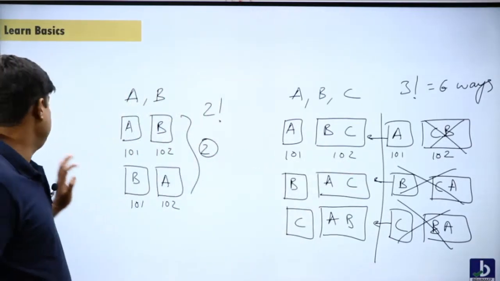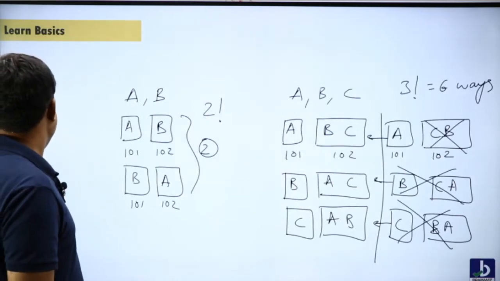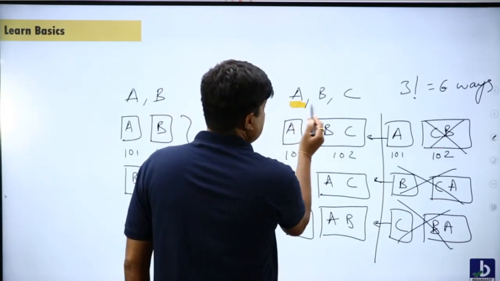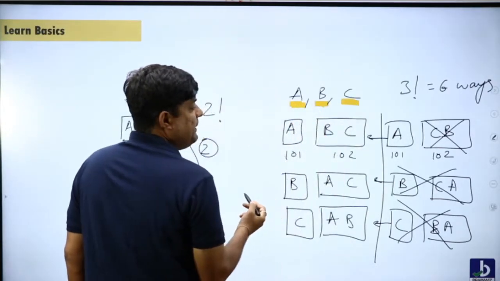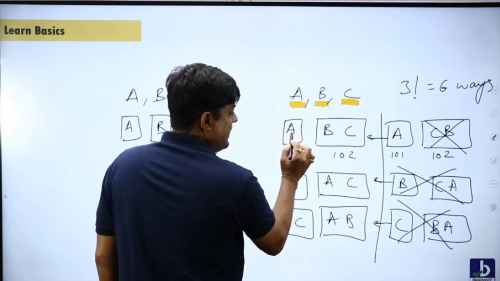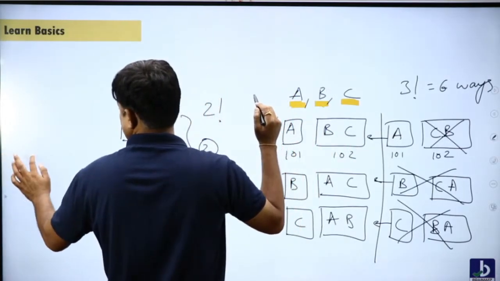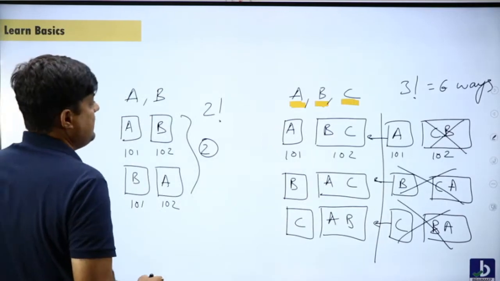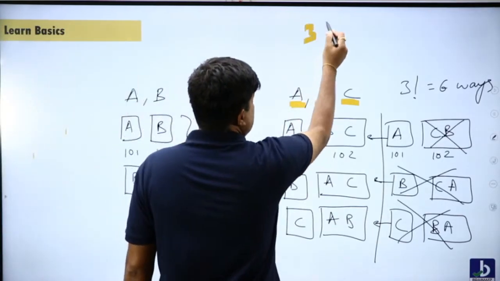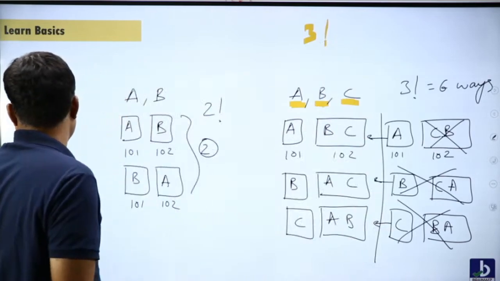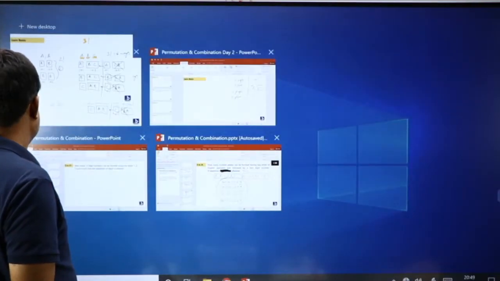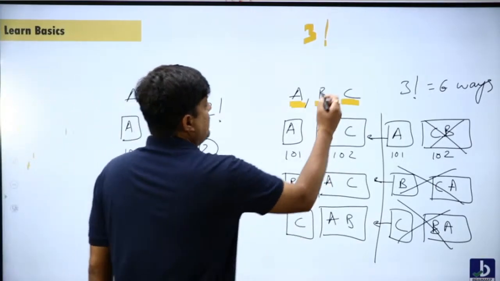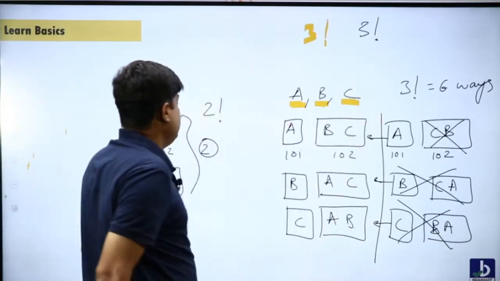Very simple funda. Listen everybody. How many people are standing here? 3 people. How many places are there? 3 places. 1, 2, 3. So we call it 3 factorial. We call it what factorial? 3 factorial. Are you understanding everybody? Same like this thing.